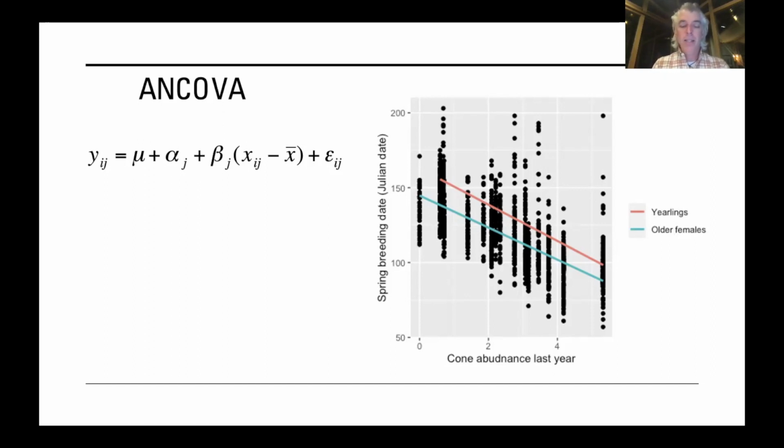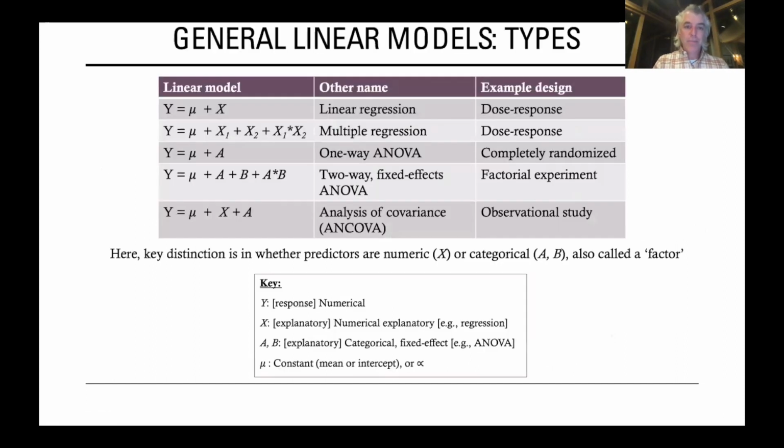But in some cases, the continuous variable is also of interest to us. So again, just like before, we can write out our linear model where the observation for individual i in group j, referring to either yearlings or older females, is equal to the overall mean breeding date plus the effect of being either a yearling or an older female, plus the slope or influence of cone abundance on the timing of spring breeding, plus this residual term or the unexplained variation.